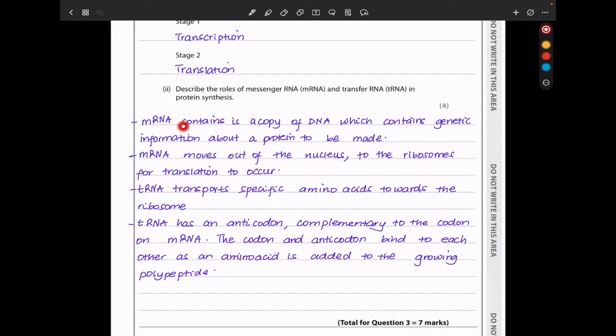So I said messenger RNA contains a copy of DNA which contains genetic information about a protein to be made. Messenger RNA moves out of the nucleus to the ribosomes for translation to occur. Transfer RNA transports specific amino acids towards the ribosome. And transfer RNA has an anticodon which is complementary to the codon on messenger RNA. The codon and anticodon bind to each other as an amino acid is added to the growing polypeptide chain.